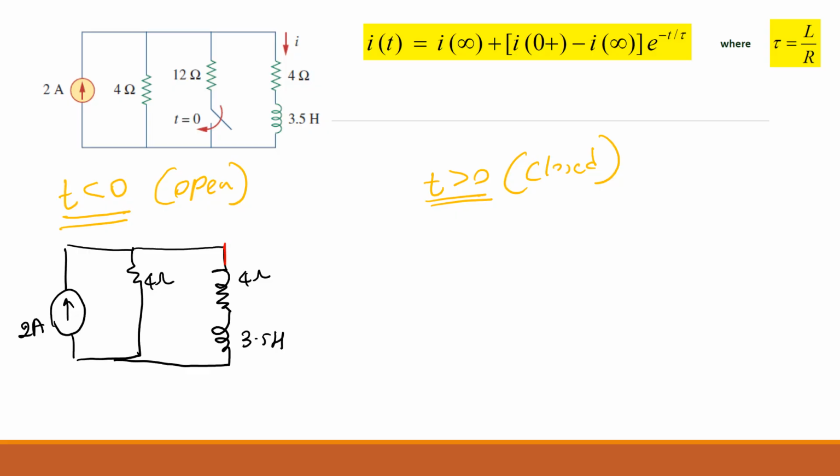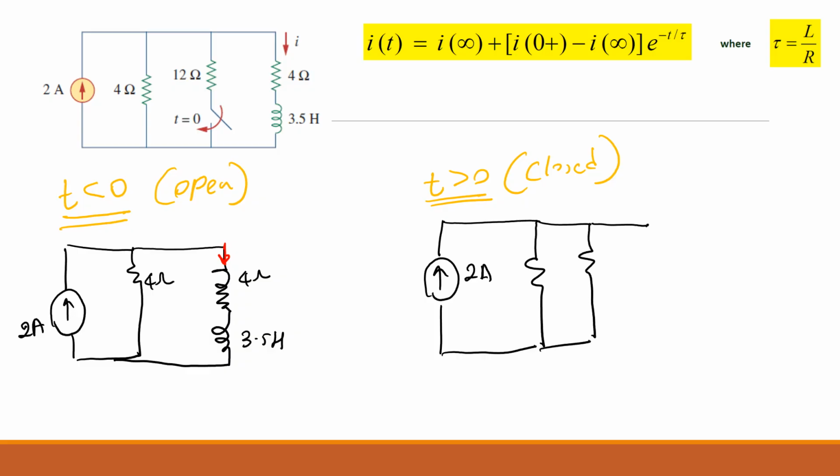And this one, you can use this to find the I naught. And the next circuit will be... do you understand why I got these two circuits? Any question? Are we good with this? Are these the two circuits?